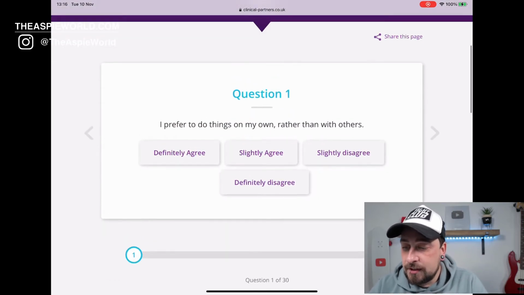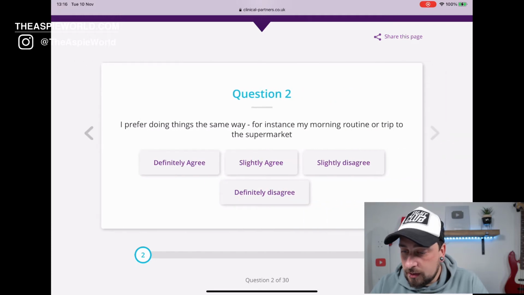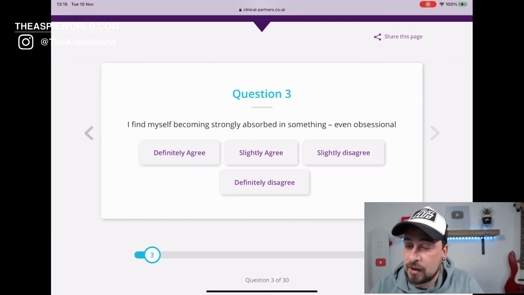Question 1, I prefer to do things on my own rather than with others. I definitely like to do things on my own, so I definitely agree. Question 2, I prefer doing things the same way. For instance, my morning routine or trip to the supermarket. I love doing the same thing. Again, this is very common with autism.